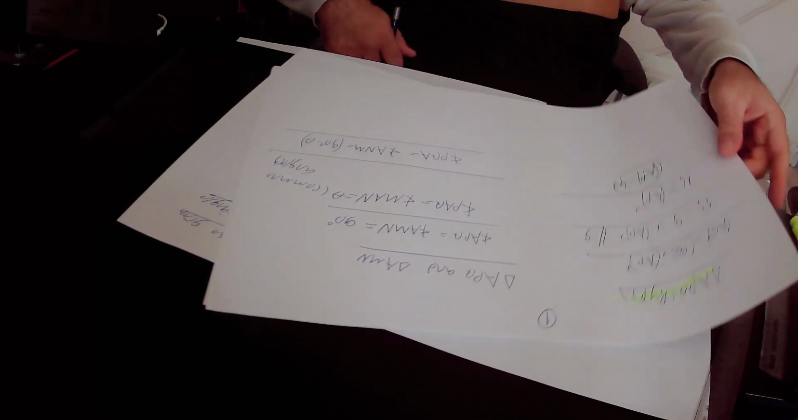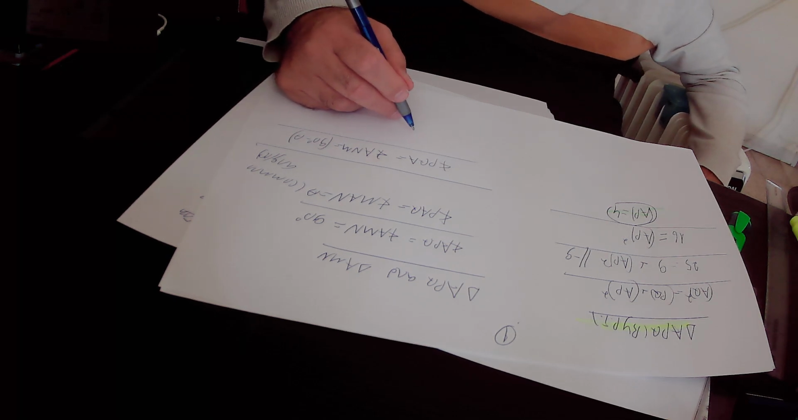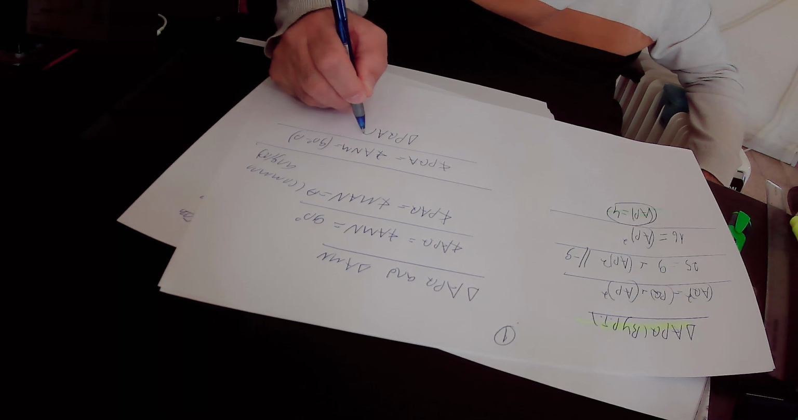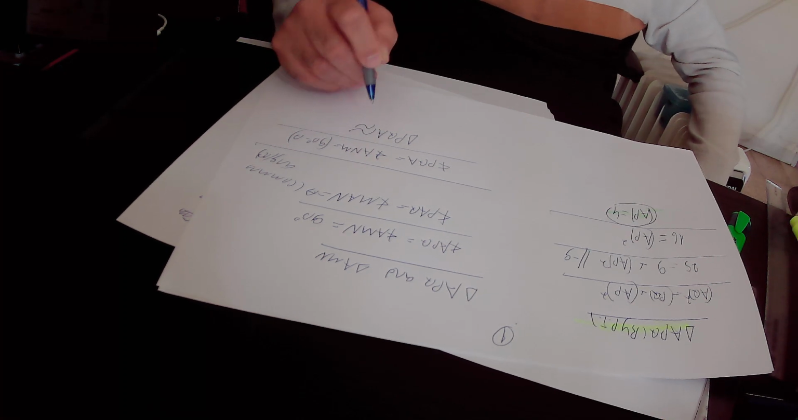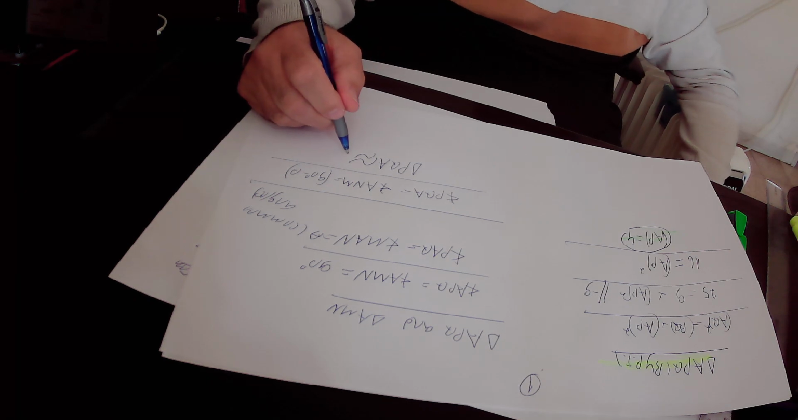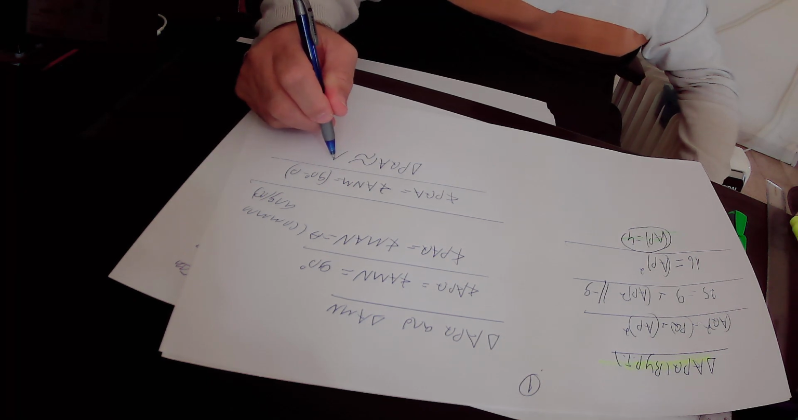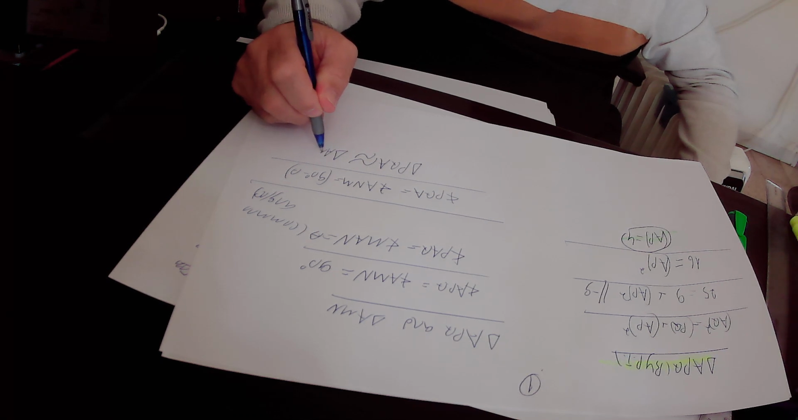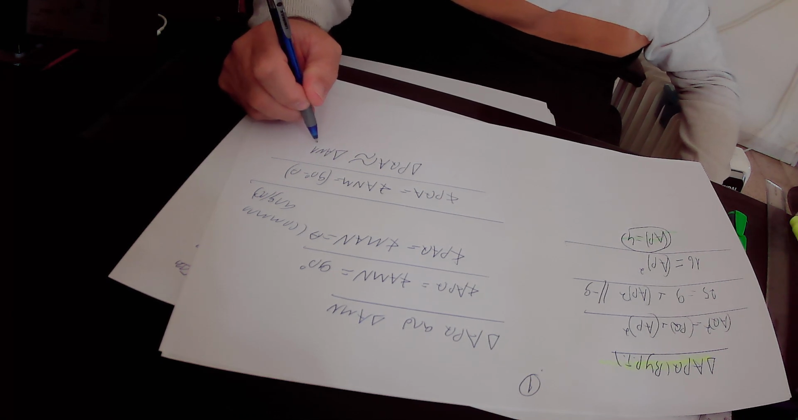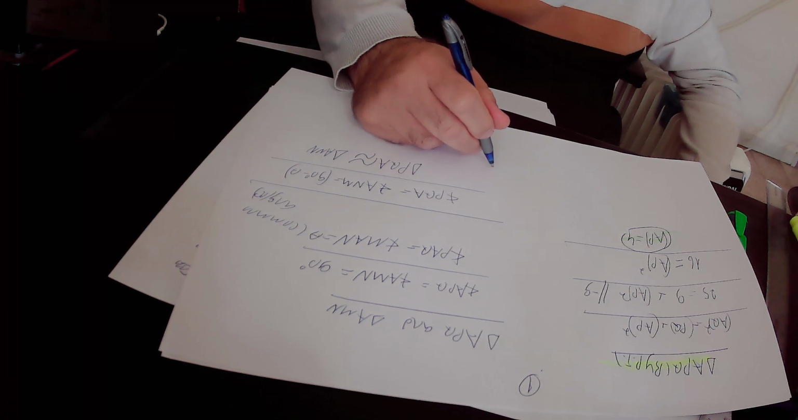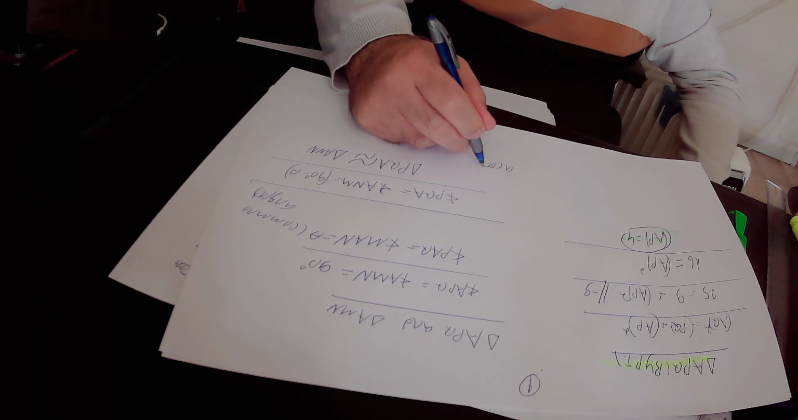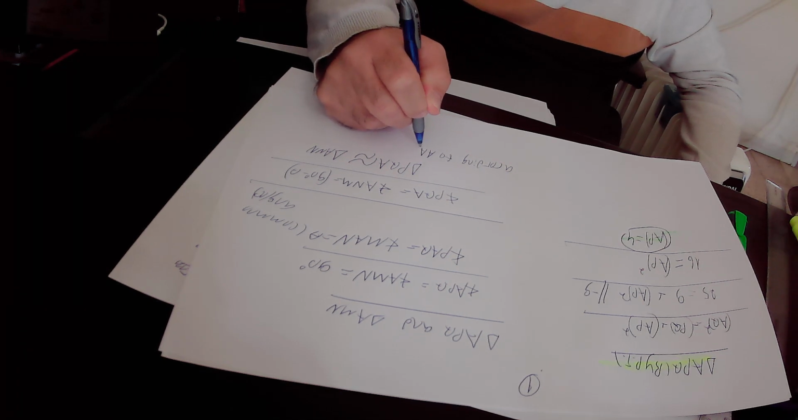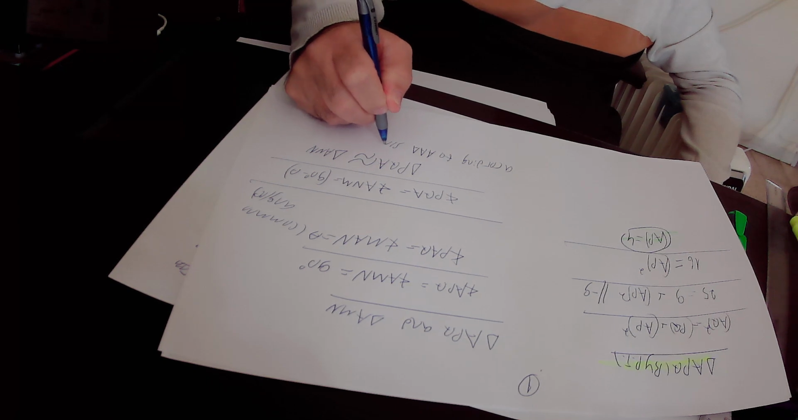So I write it down. The big triangle PQA is similar, this is the sign of similar, to the small triangle AMN according to the angle similarity rule.